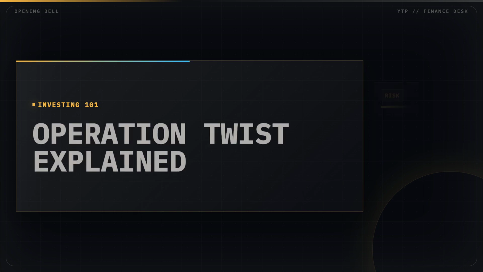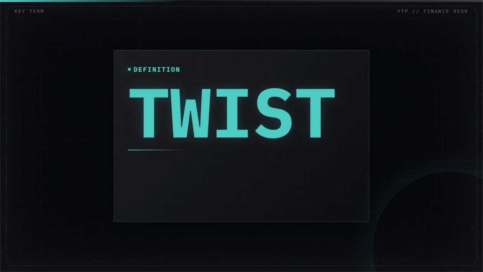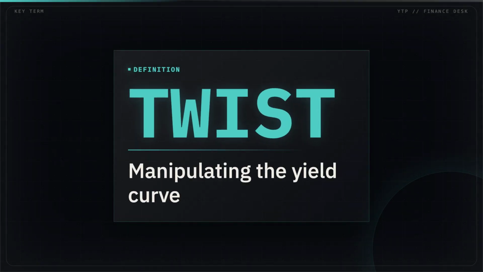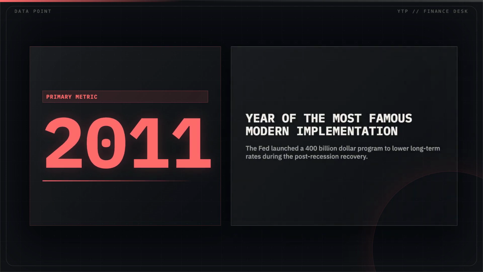You might hear news anchors talk about Operation Twist. It sounds like a dance move, but it is actually a specific tool the Federal Reserve uses. The name comes from the way the Federal Reserve shifts the shape of the yield curve, essentially twisting it to influence long-term interest rates. While first used in the 1960s, the 2011 program is the most famous modern example where the Fed bought long-term bonds to stimulate growth.